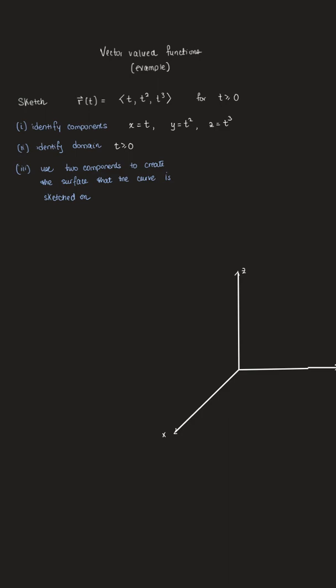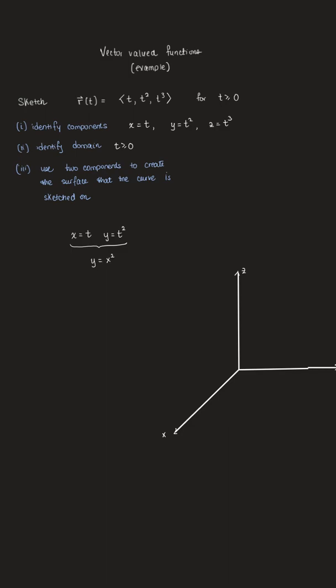And the third is going to be a little strange. I'm going to use two components to create a surface, and the third one will help me sketch the curve that travels along the surface. So here it goes. I'm going to choose x equal t and y equal t squared, and I'm going to let z vary, right? So here we can rewrite this. We can eliminate t and write this as the function y equals x squared.